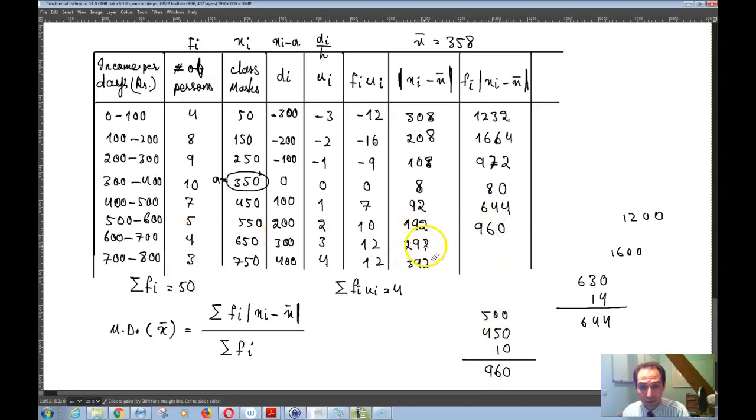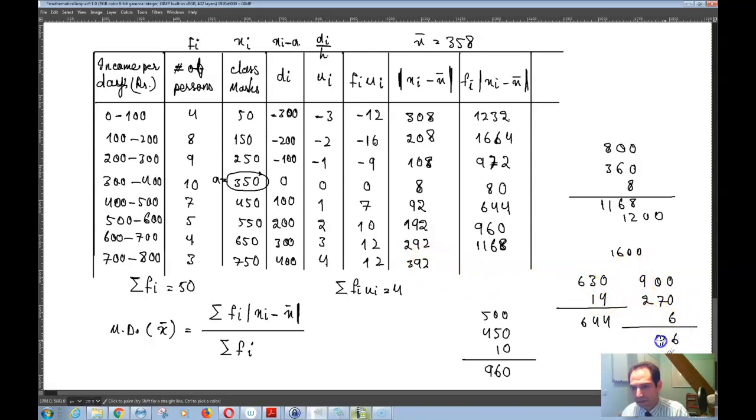960. 4 times 292 is 800, and then 360, and then 8, so that's 1168. And then you have 3 times 392, which is 900, and then 3 times 9 is equal to 270, and then 3 times 2 is equal to 6. That's 1176.